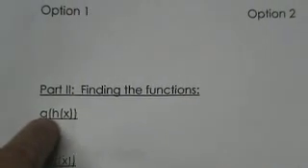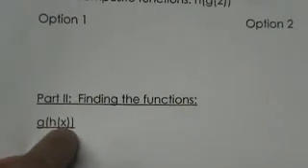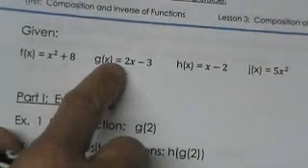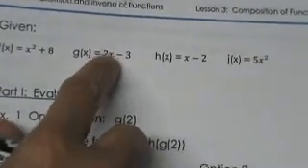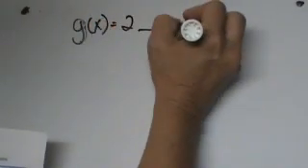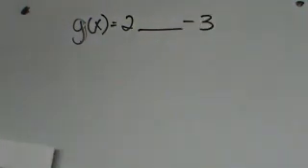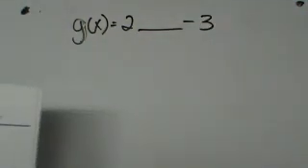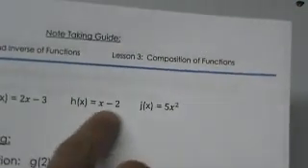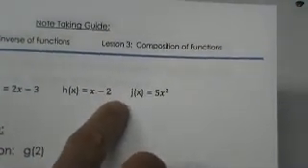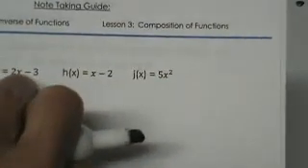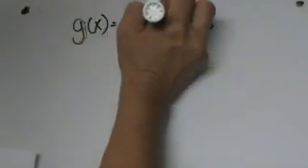Okay, so g is my outer function, and I've got to plug the h function into it. So I'm going to start by writing my g function, and I'm going to leave a blank wherever there's an x. So let's go up here, and I'm going to have to leave a blank right here after the 2. So my g function is 2x minus 3. Now I'm going to plug the h function in. Well, what's the h function? The h function is x minus 2. So I'm going to take that and plug it in to that function. So I'm going to put in an x minus 2.